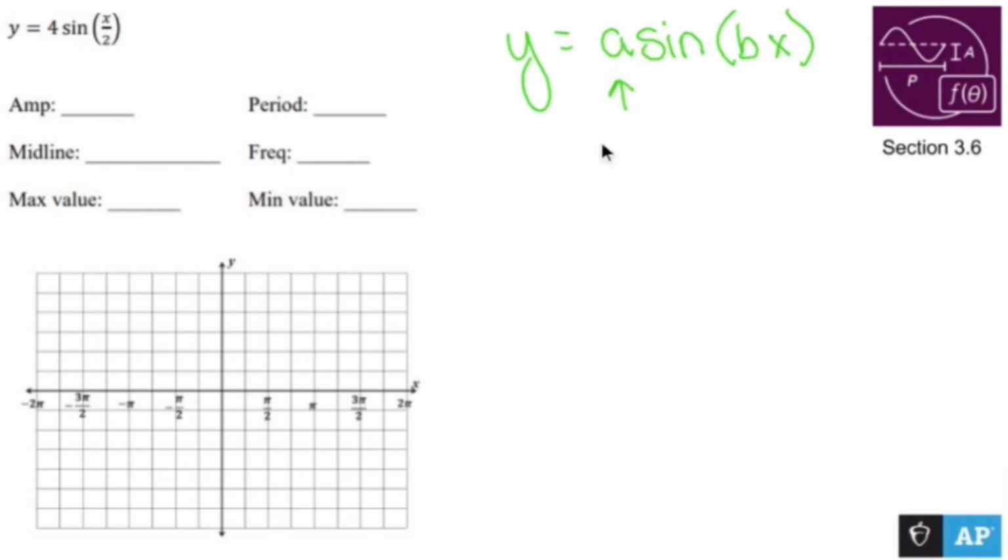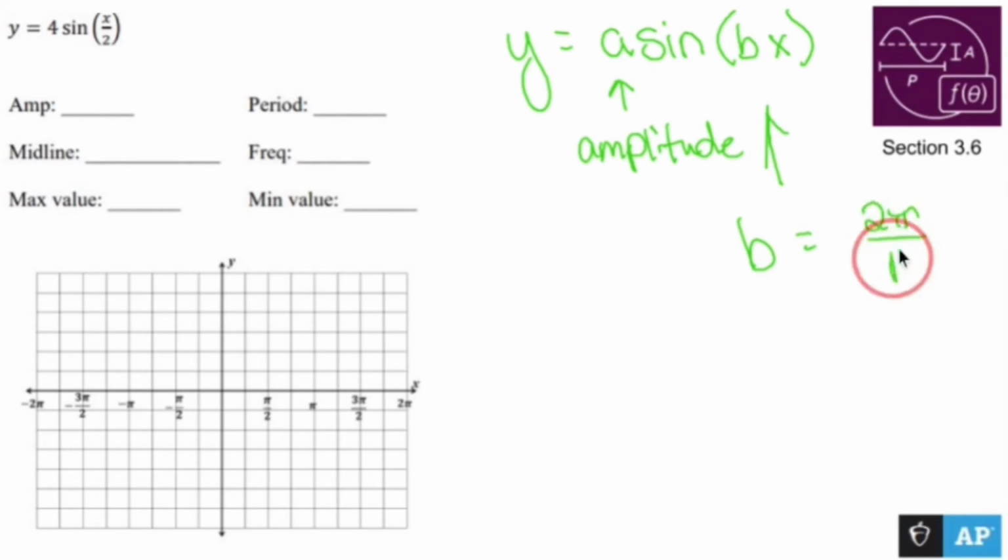What a here stands for is the amplitude. That's how tall something is. What b here stands for is the frequency. Now the frequency is the same exact thing as 2 pi over the period. So if I want to find the period, we can find it by doing 2 pi over whatever that b is.